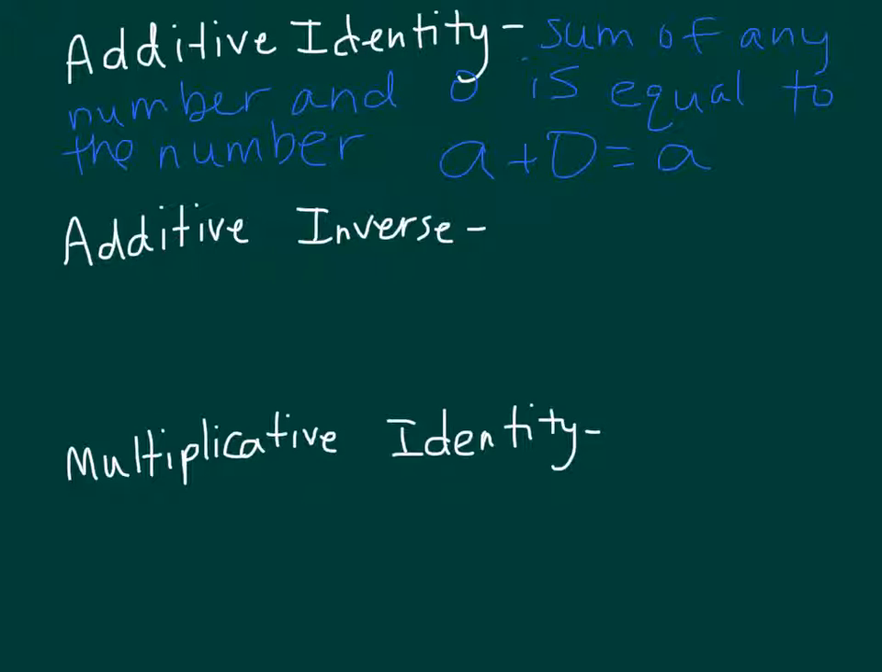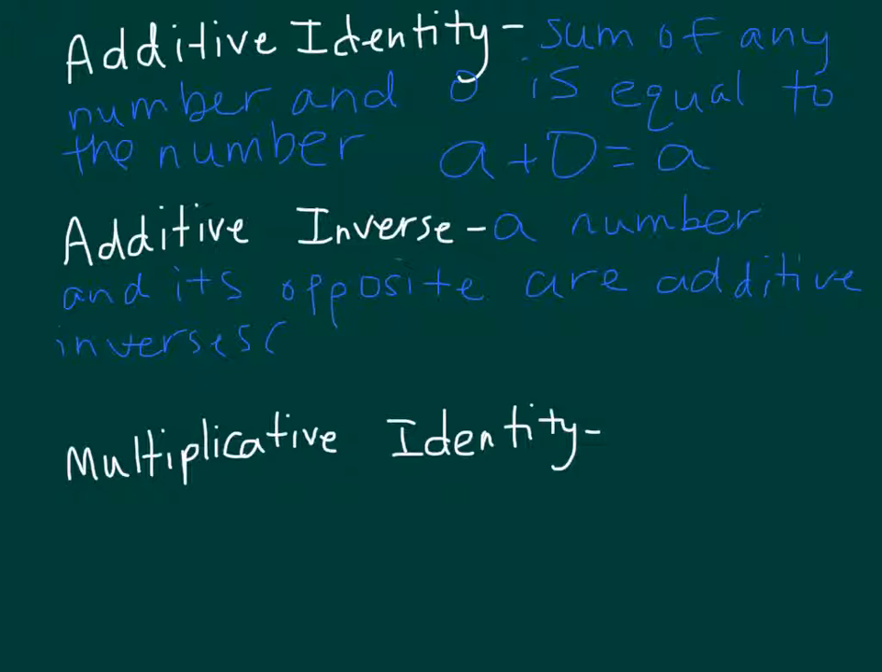The additive inverse says that a number and its opposite are additive inverses. So they are additive inverses, and their sum is 0. So if I have A and I add the opposite of A, I'm going to get 0. So additive inverses are like 5 and -5, 1/2 and -1/2.